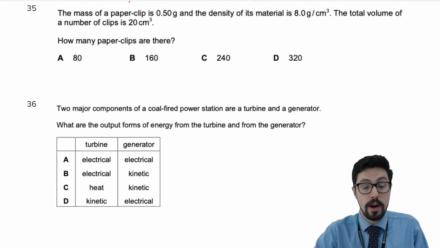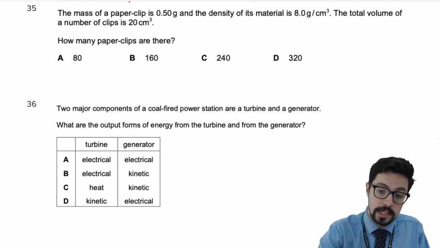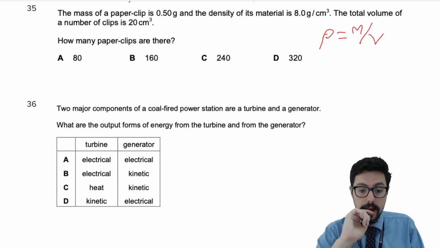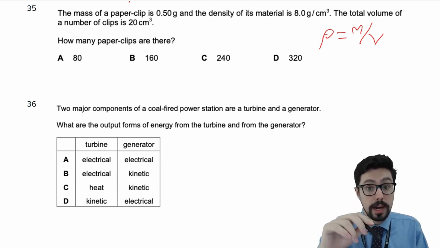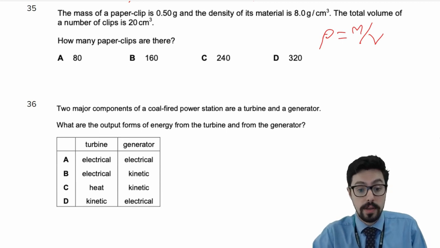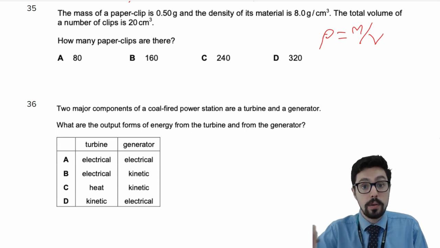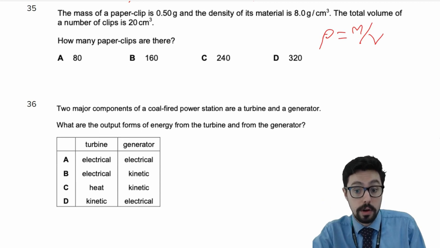Okay, question number 35. Question number 35 is a density question. And the equation for density, you should remember, is the density equals the mass divided by the volume. So we've got the mass of each paperclip and its density. And we've got a total volume of paperclips. We want to know how many paperclips there are. So if we know how large each paperclip is, we know how many paperclips we need to make that volume.